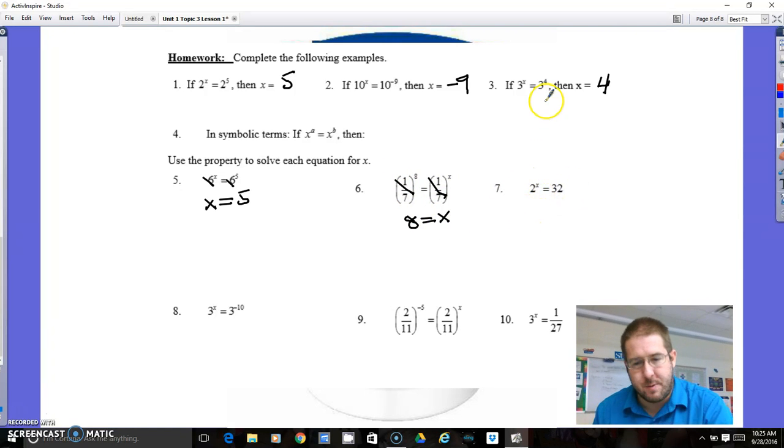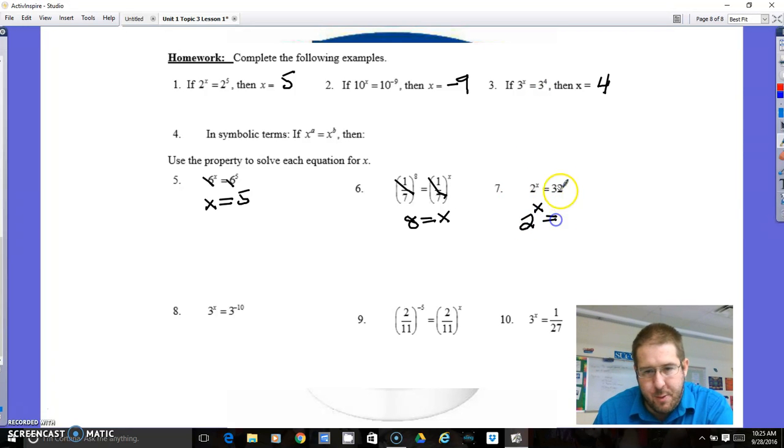This time the bases aren't the same, so this gets a little bit trickier. So I'm going to change the base. I want to make 32 have a base of 2. 2 times 2 is 4, times 2 is 8, times 2 is 16, times 2 is 32. So 2 to the 5th power is the same thing as 32. That's like saying 2 times 2 times 2 times 2 times 2, 5 times, is 32. So now we know x is 5 because the bases can be canceled.